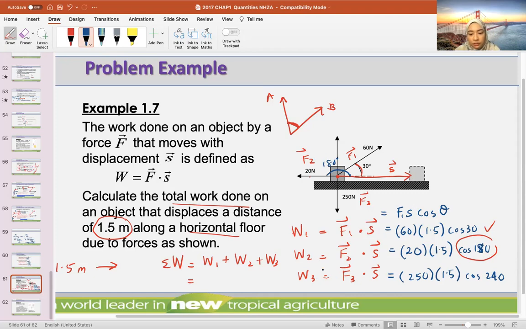Okay, so work done number 3. Now, what is the angle between them? 270. So we are talking about this angle. Okay, so it's 270. Okay, so now I use my calculator.